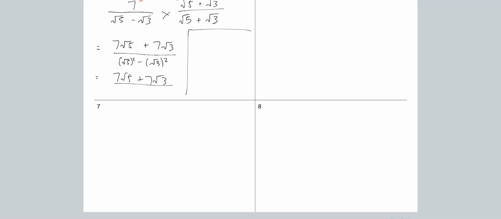In fact, I'll just do it in the shortest possible way now. I'm going to do the rest in my head. Root 5 squared is 5. Root 3 squared is 3. 5 minus 3 is 2. Done.